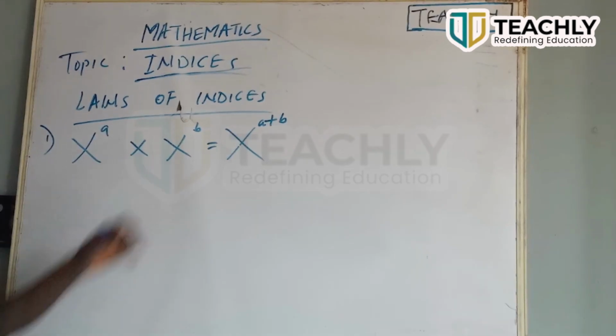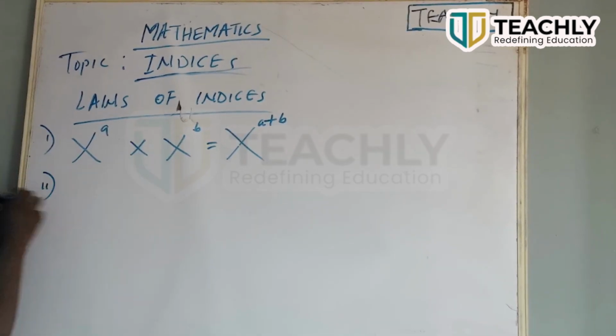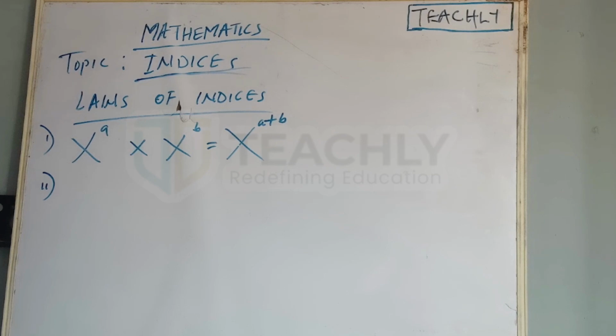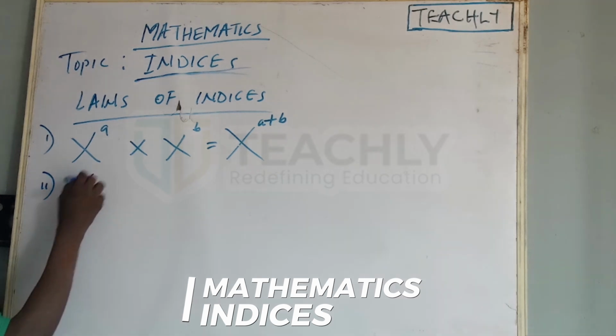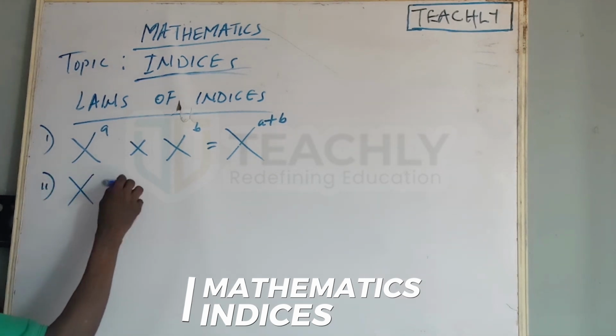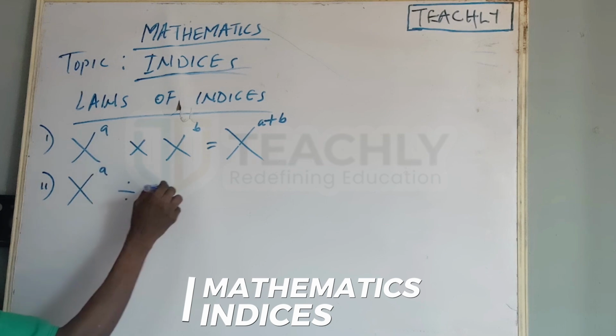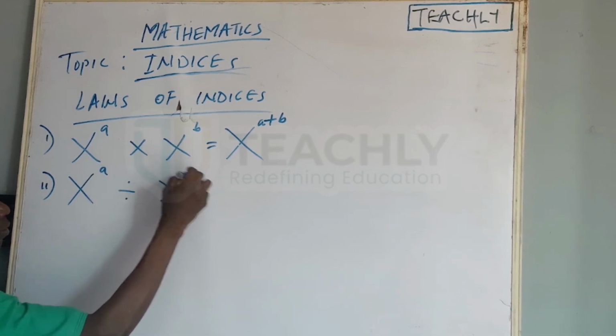...to the power A plus B. That is the product rule. And another one is the division rule. We have x to the power A divided by x to the power B.